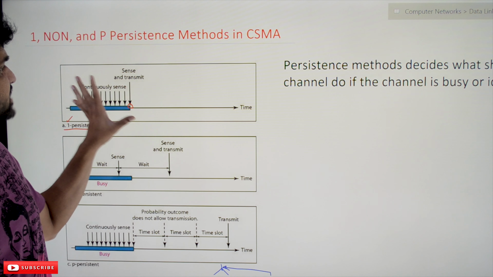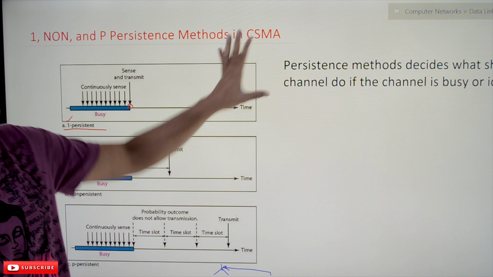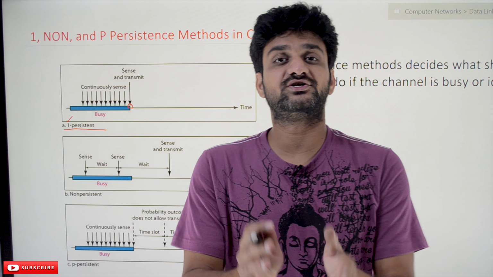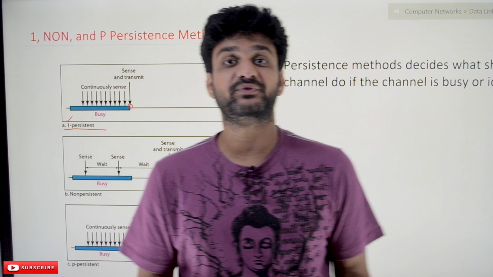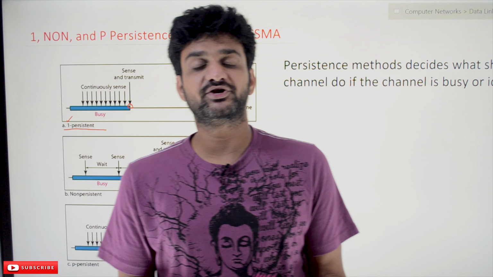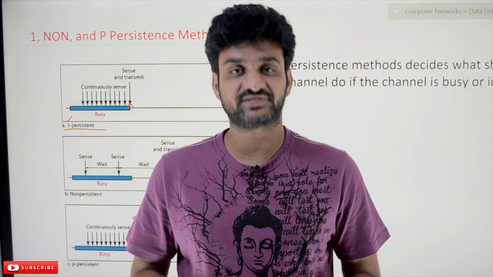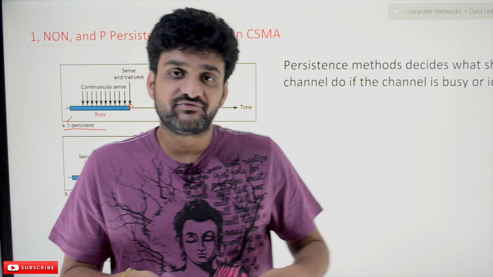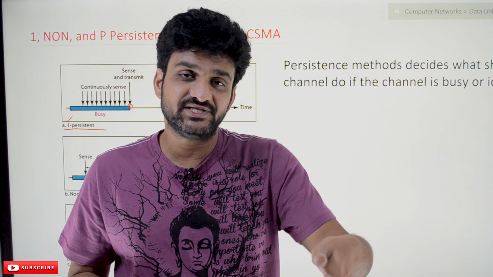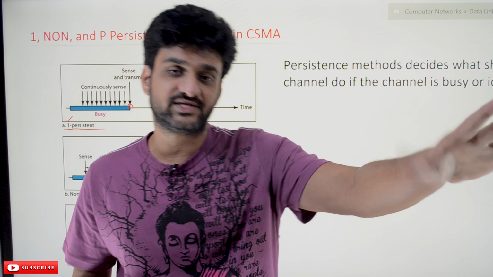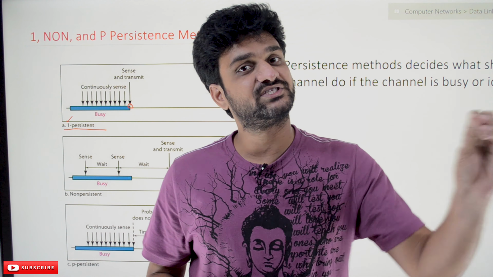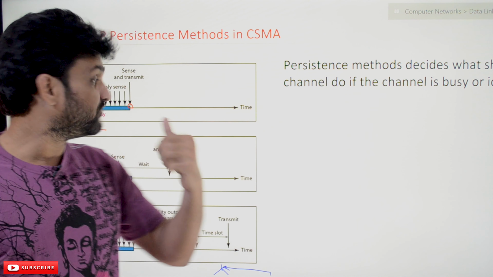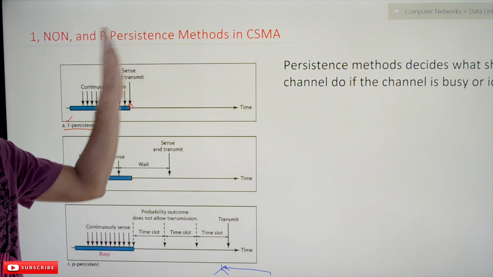With this kind of one persistent method in CSMA, we are going to have a lot of collisions. The collisions are going to be very high, because whenever it transmits the data with probability 1, it considers that there is no other station in transmission. It will simply transmit. With that, the collisions are going to be very high with the one persistent method.